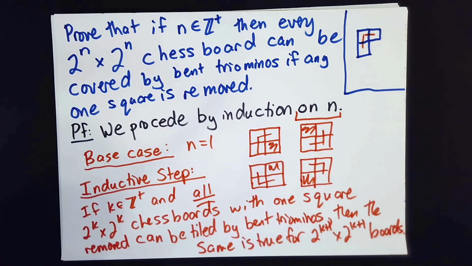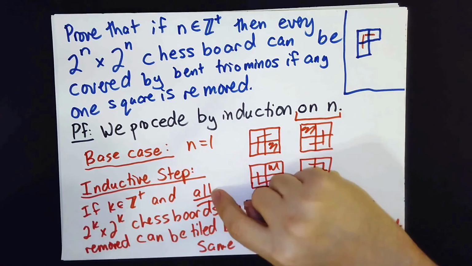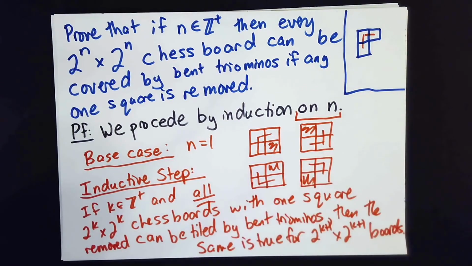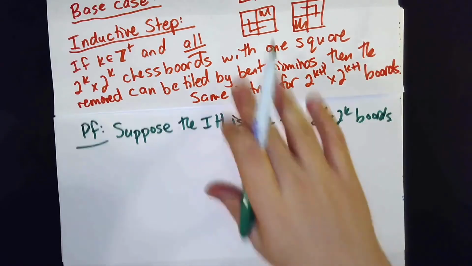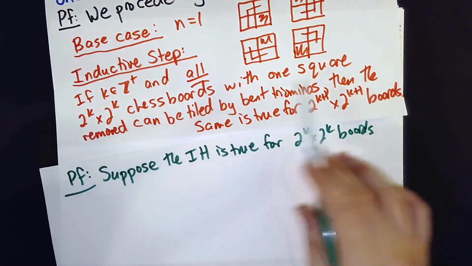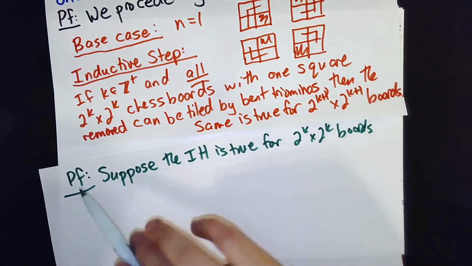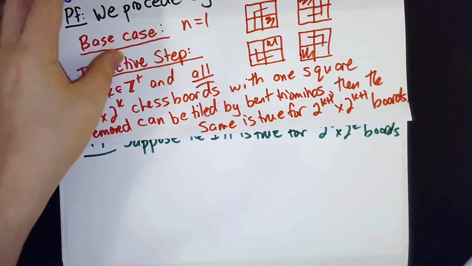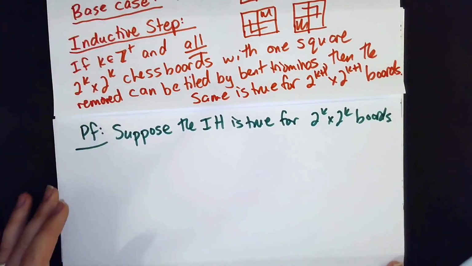And I want to draw attention to and emphasize this word all, because in order for this induction to work, I need to show that this works no matter which square is removed. I can't just show there's some particular square I can remove that makes this true. I need to show that actually this is true no matter which square I remove. So I'm going to suppose the inductive hypothesis is true for 2 to the k by 2 to the k boards. Okay, which is just saying I'm assuming that all 2 to the k by 2 to the k boards with one square removed can be tiled by bent triaminos.